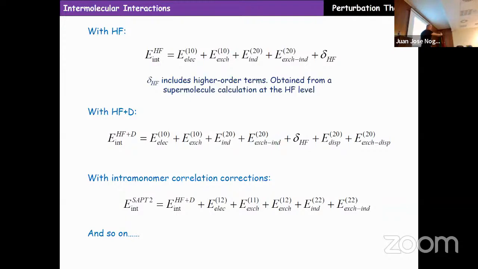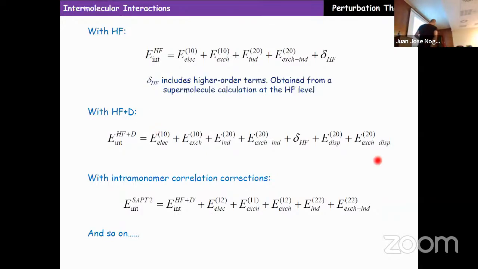So we remove dispersion, and now we subtract the interaction energy using the supermolecule approach, which includes all the rest of the terms, electrostatic, Pauli, and induction up to infinite order in perturbation. We subtract these terms, and this is called the delta Hartree-Fock. This is supposed to include all the higher order terms, third order, fourth order, etc., which are normally very small if the interaction is weak.